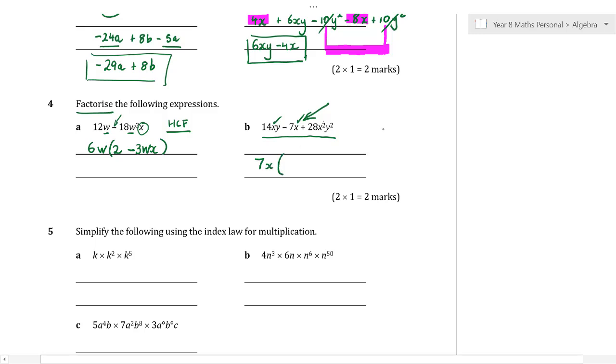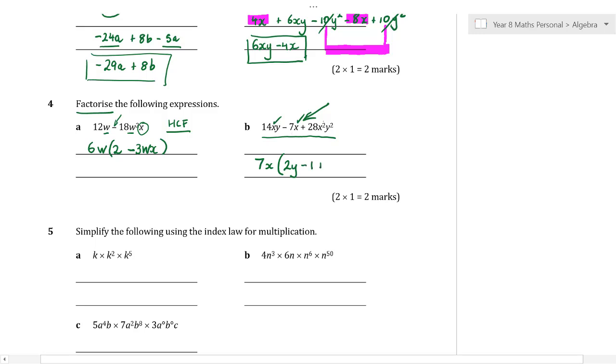Now, do they share a y? No, only two of them do, so they don't have that. We certainly can't factorise and bring a y at the front. What times 7x gives me 14xy? Well, that's 2, and then we haven't forgotten the y, have we? And what times 7x gives me minus 7x? Well, that's just minus 1.